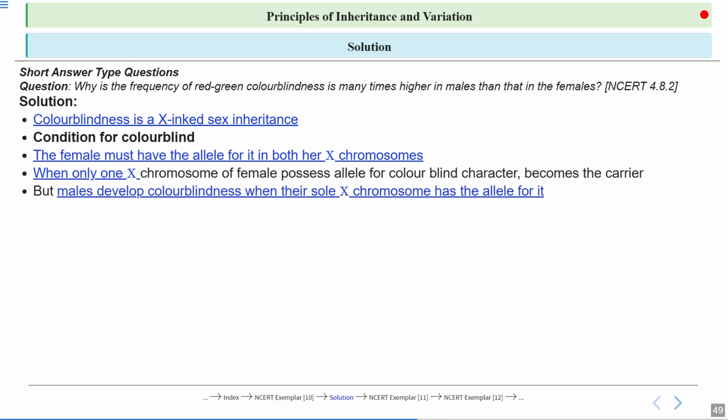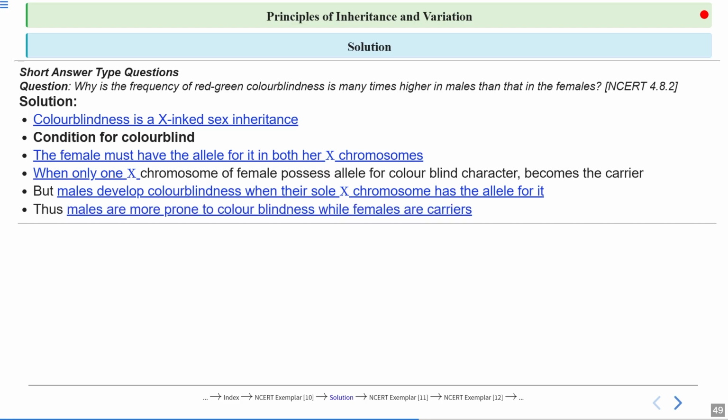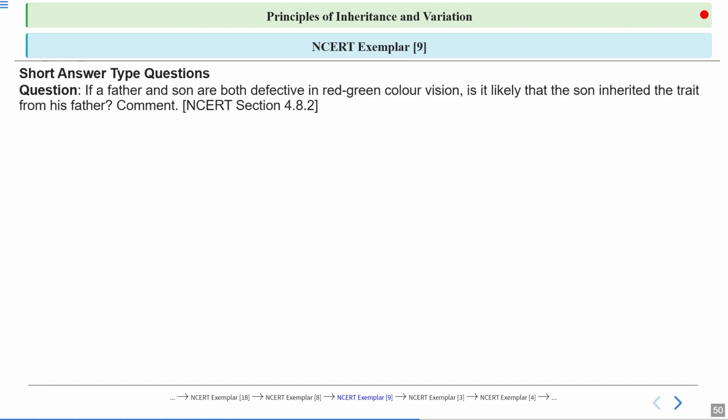All right, so this we have discussed. The female must have the allele for it on both her X chromosomes, then only she will be affected. When only one X chromosome of a female possesses the allele for color blindness, she is said to be a carrier. But males develop color blindness even when their sole X chromosome carries it, so they have only one X chromosome. Even if one X chromosome carries the color blindness gene, the males will be colorblind. Thus males are more prone to color blindness, while the females are usually carriers.